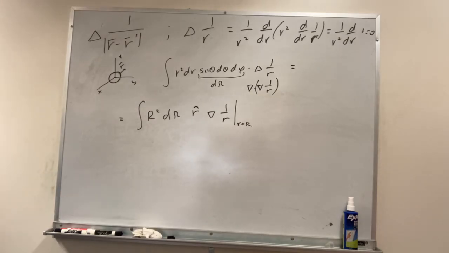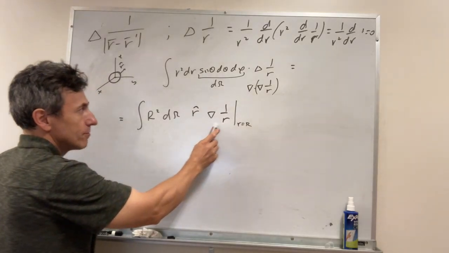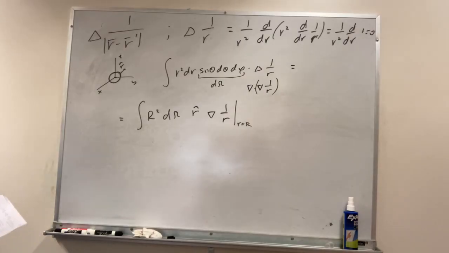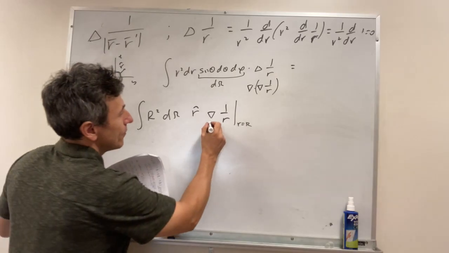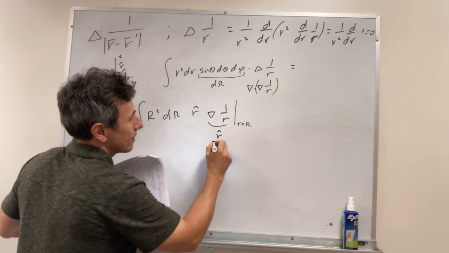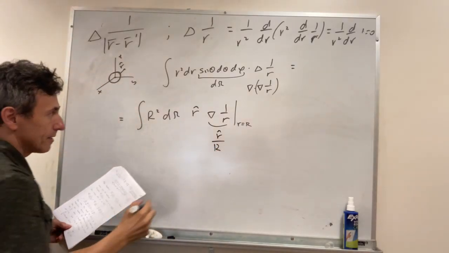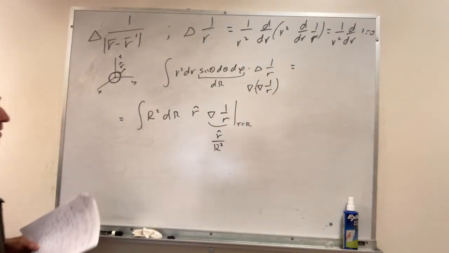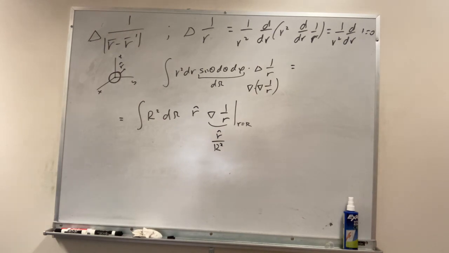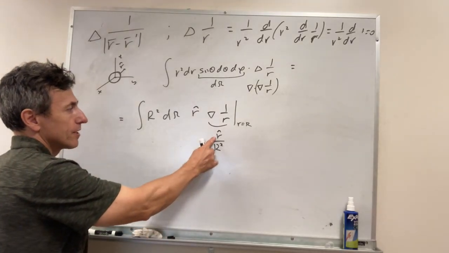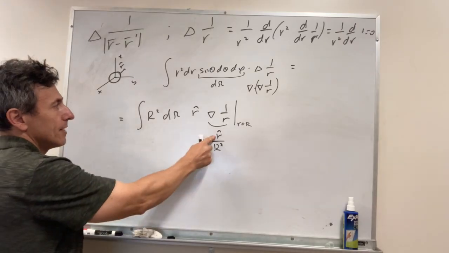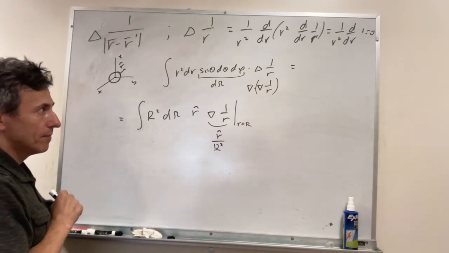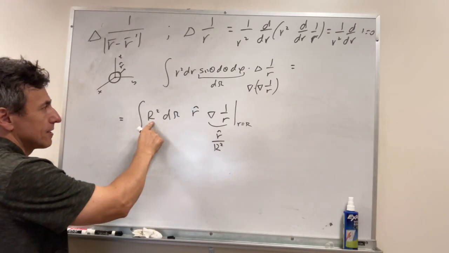Now, for the gradient, at this point r is not equal to 0, so we can easily calculate it. If you calculate this gradient, it will be the unit vector r divided by r squared. You can calculate this gradient, for example, with explicit calculations in x, y, and z variables, or use spherical coordinates. So it's R times the unit vector r divided by R squared, and then this R and R gives us 1. R squared will cancel this r squared.